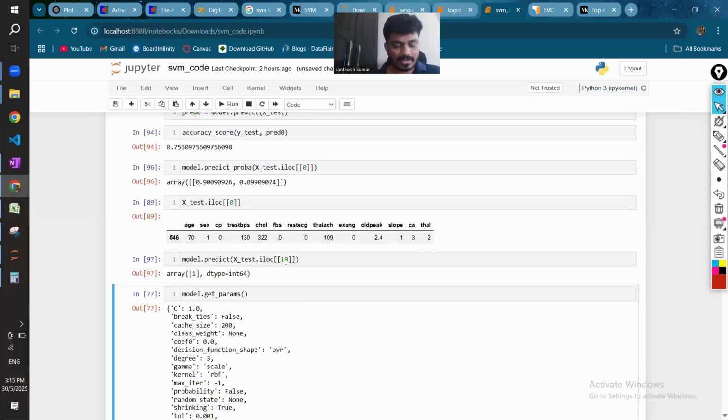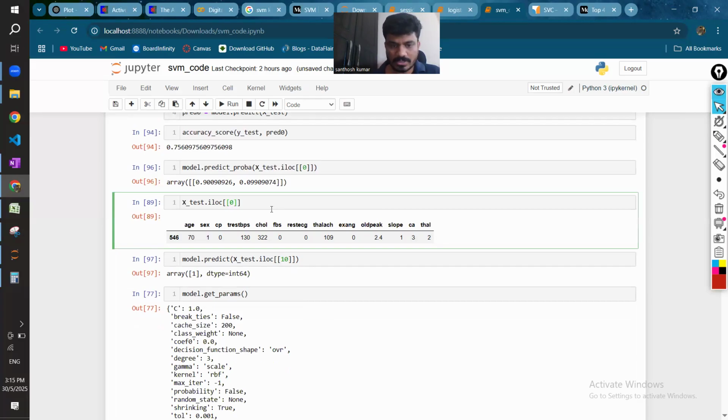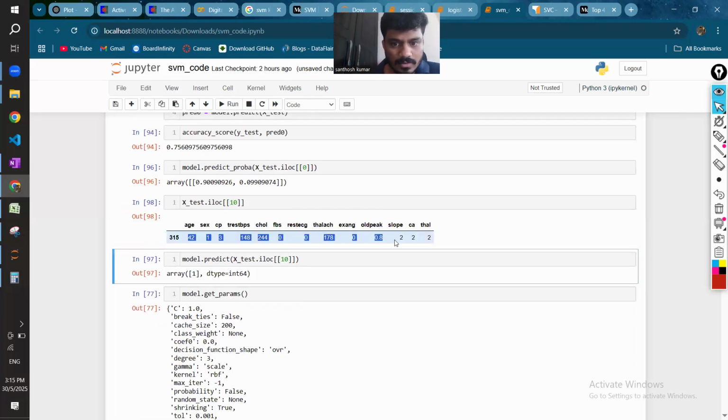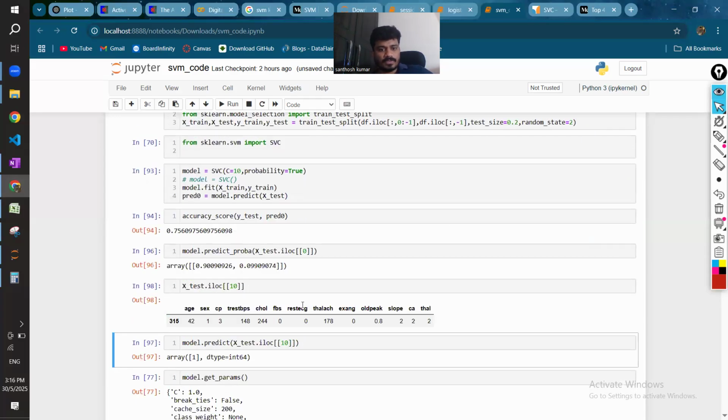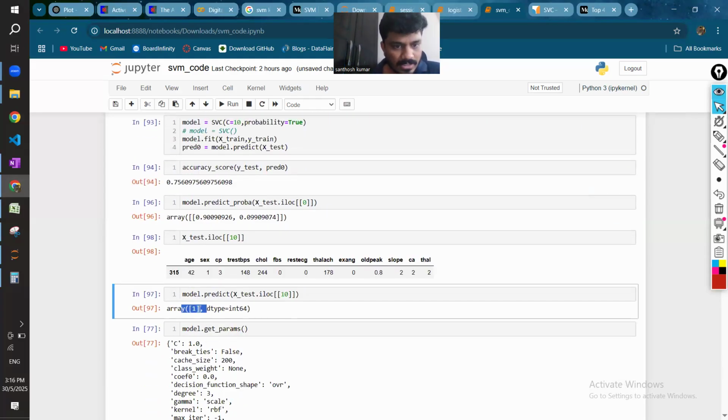For the 10th example, that means this row, the model is saying 1. This 1 is the class you have, zero, one, the target. So this is 1. But now what are the probabilities?